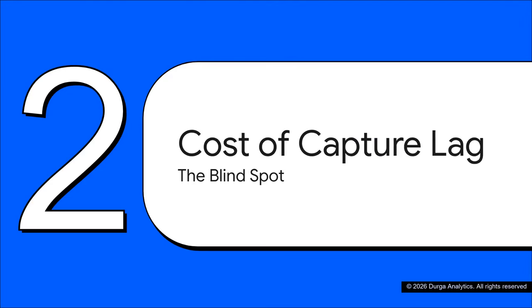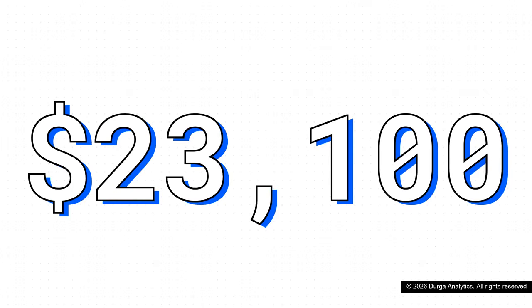Section 2. The compounding cost of capture lag, the blind spot. Let's put some hard math on what happens when you have a delay at that very first layer of deal capture, which we call capture lag. Let's say a desk executes 850 trades a day and averages a 47-minute capture lag on a typical book of 2.1 million MMBTU. Just the direct revaluation error from those stale limits will instantly cost you $23,100 a month.